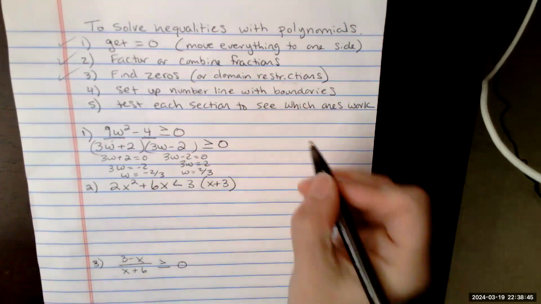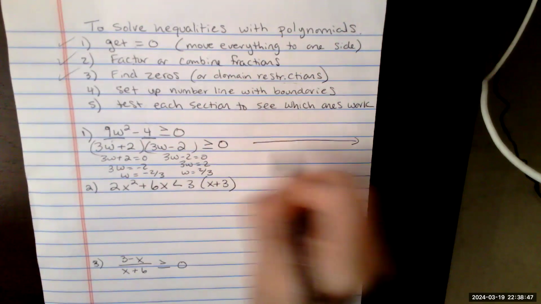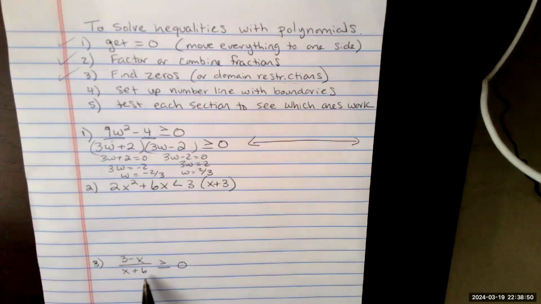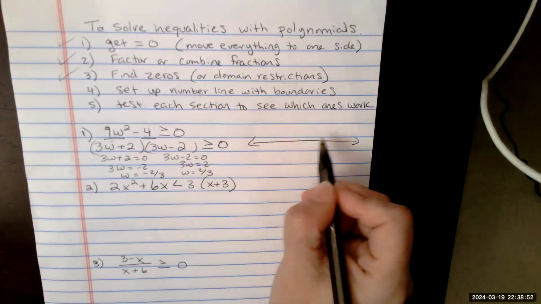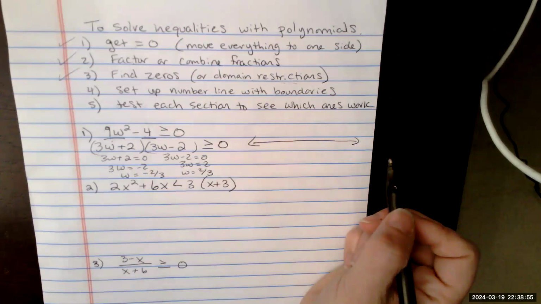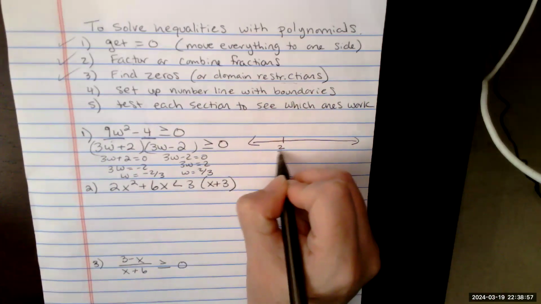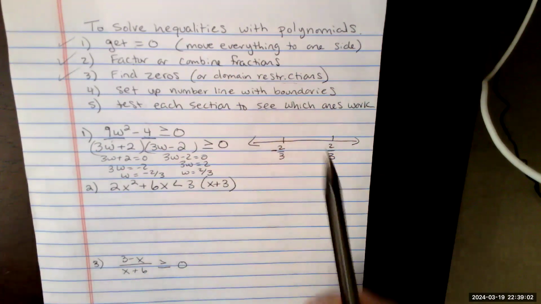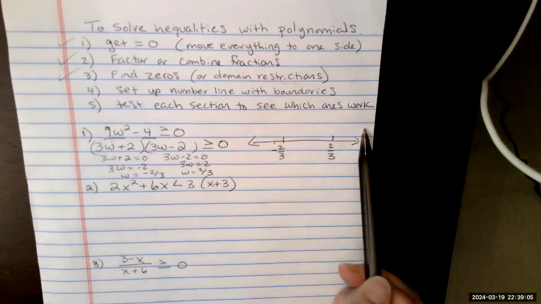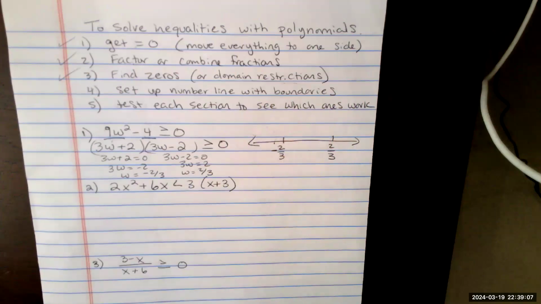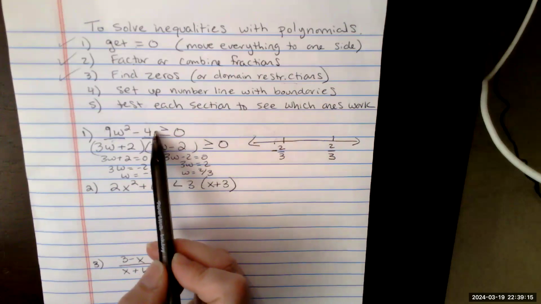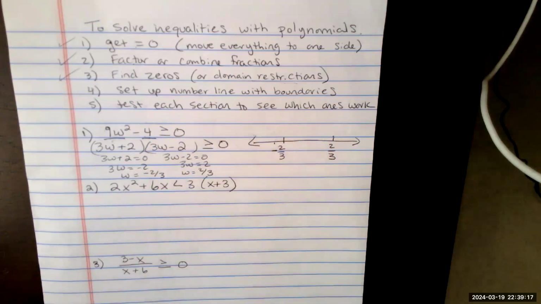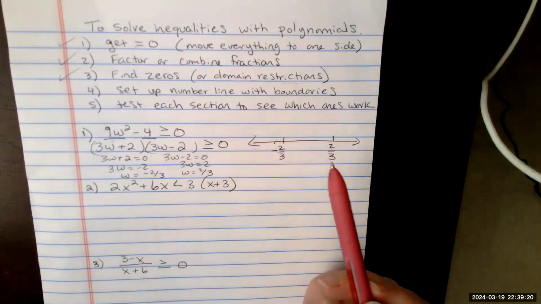But now we set up a number line. So those zeros or domain restrictions that we find are what we're going to put on this number line to split it up into sections. So I'm just putting negative 2/3 and positive 2/3 on here so that now I have 1, 2, 3 different sections to look at to figure out which one or ones do I like. And I'm going to like the ones that make it greater than or equal to 0. So basically positive.